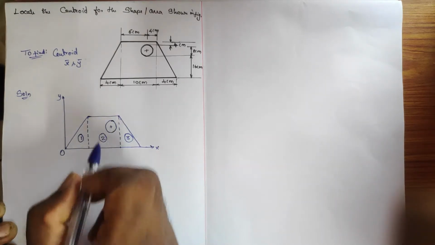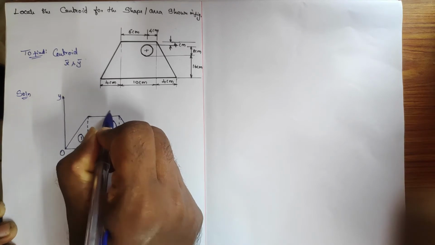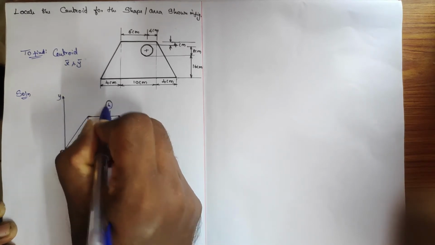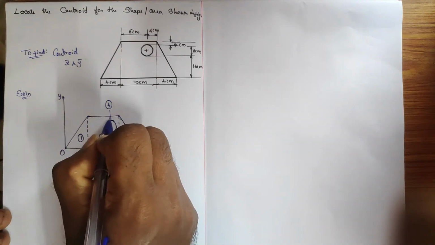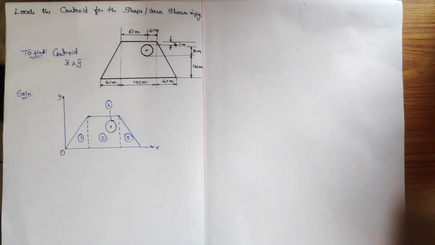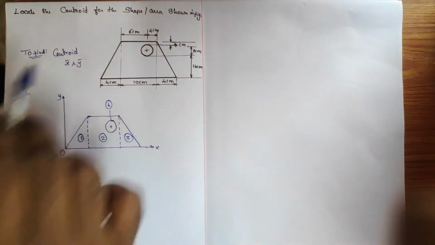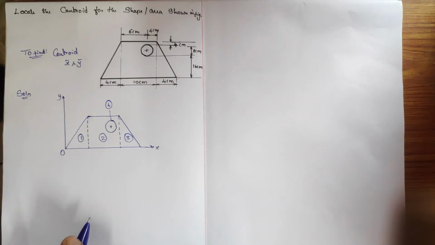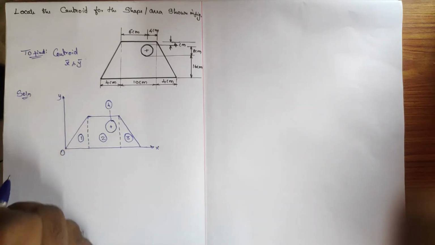Here it's a circle, so I'm going to make this the fourth component. So four simple components are there. By finding the self-centroid of these four components, we can plot the x bar and y bar. Let's begin with the first component.